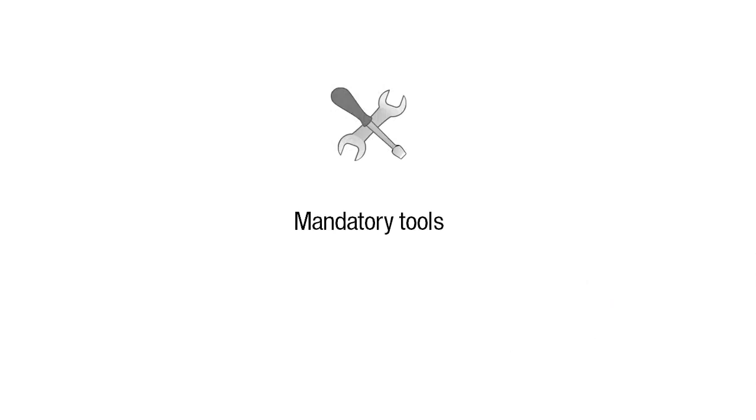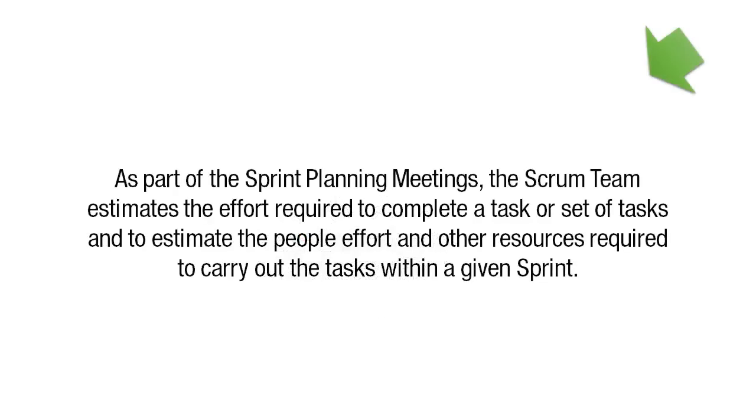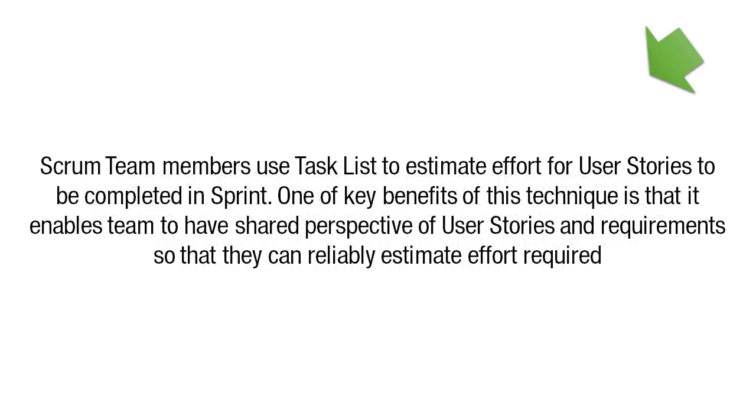Now let us discuss a few of the mandatory tools used in this process. First, sprint planning meetings. As part of the sprint planning meetings, the Scrum team estimates the effort required to complete a task or set of tasks and to estimate the people effort and other resources required to carry out the task within a given sprint. The Scrum team members use the task list to estimate the effort for the user stories to be completed in the sprint. One of the key benefits of this technique is that it enables the team to have a shared perspective of the user stories and requirements so that they can reliably estimate the effort required.